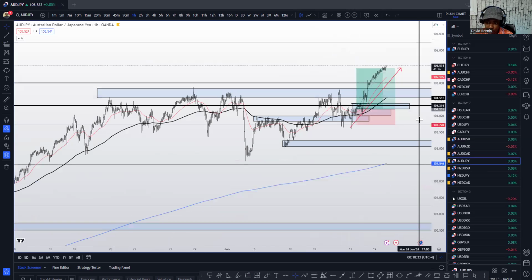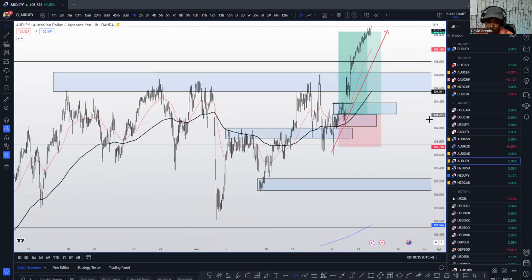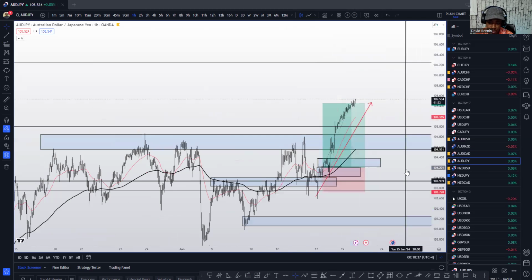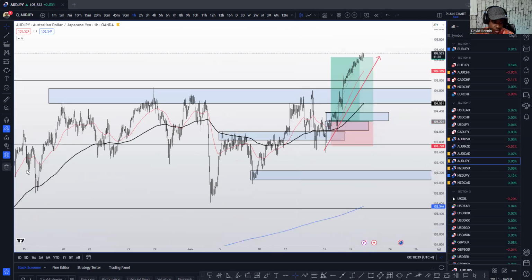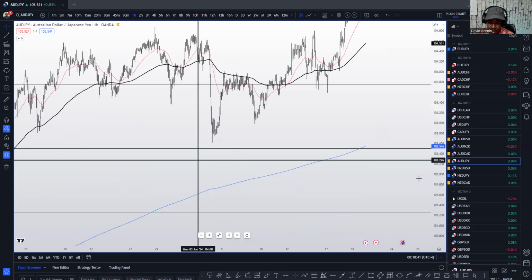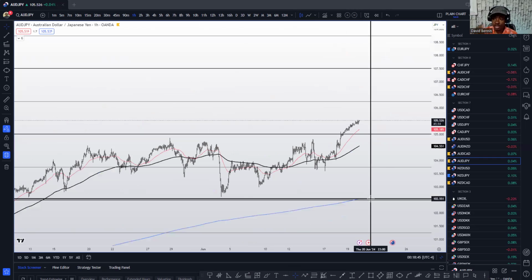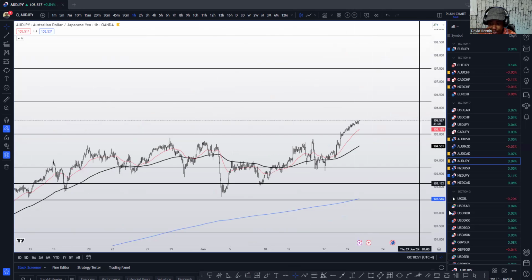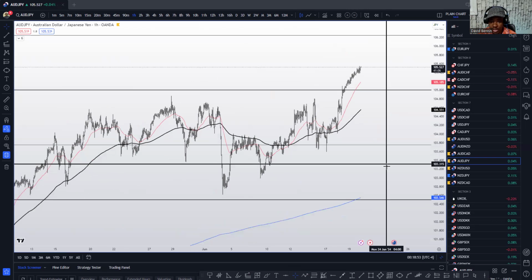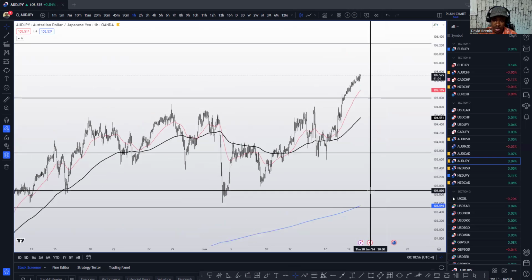AUD JPY. So if I'm interested in trading AUD JPY, again, I'm trading with a trend. So I look at my blue EMA, we're above it. So my trend is already defined. Again, you can define your own trend, right? But because I've already defined my own trend, I'm looking to pick my ABC points.